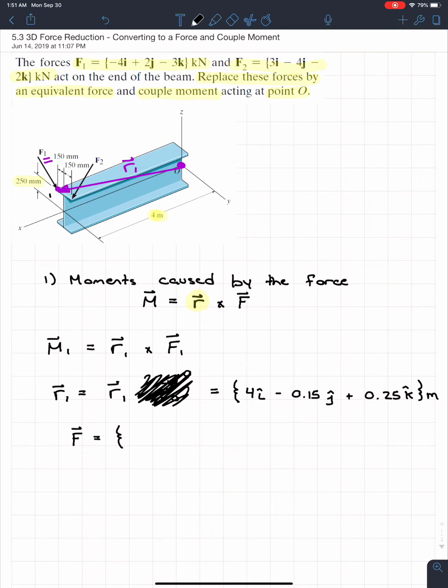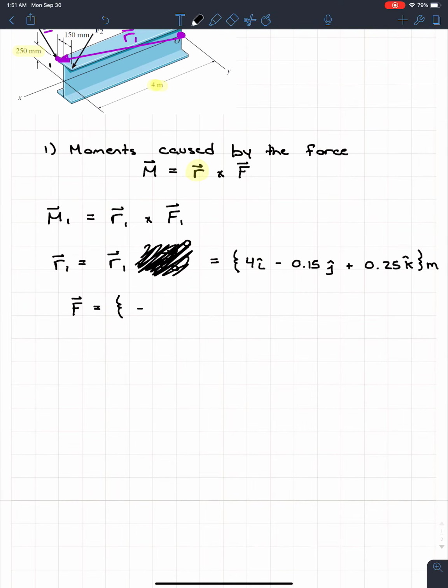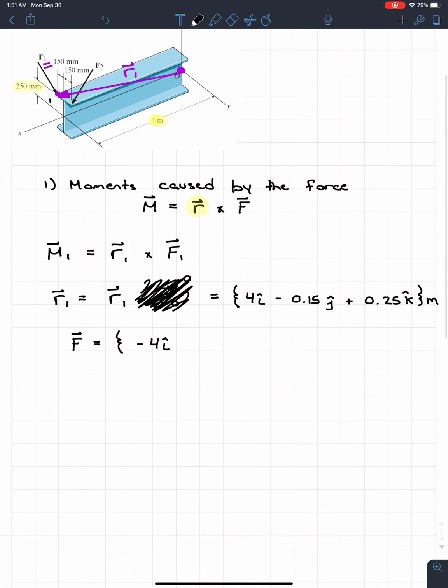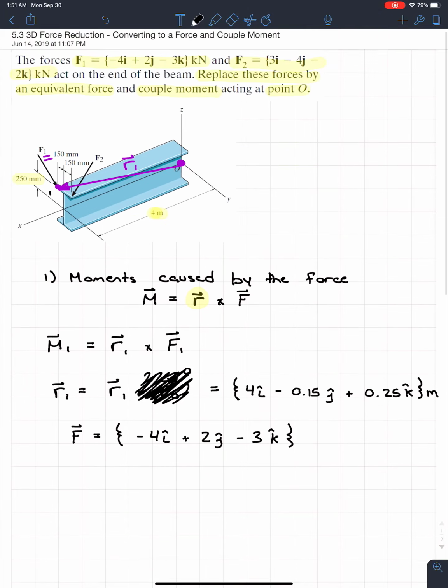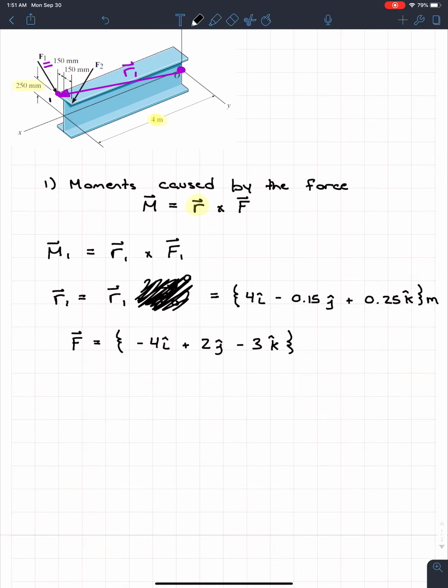So I'm just going to write it down here for fun. We know that F1 is negative 4i, plus 2j, and then minus 3k. So plus 2 in the j direction, and then minus 3 in the k direction. I'm just going to double check we're correct. And then, of course, units are kilonewtons.